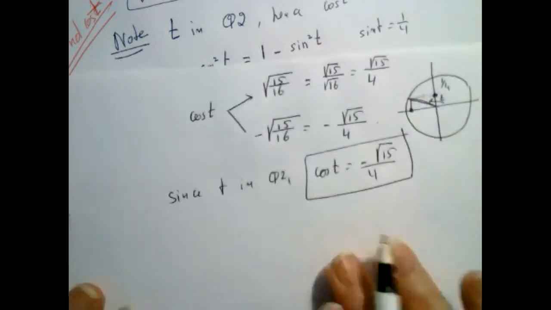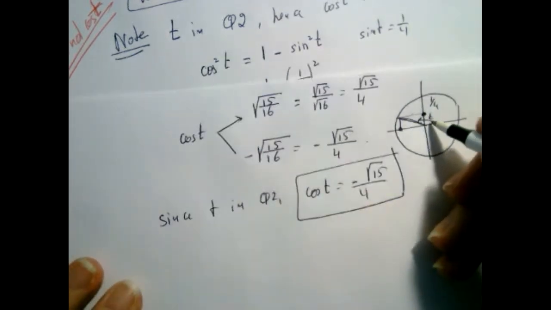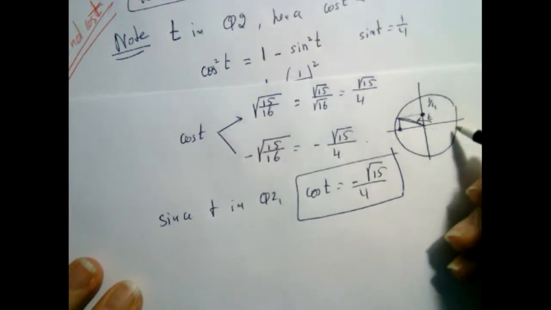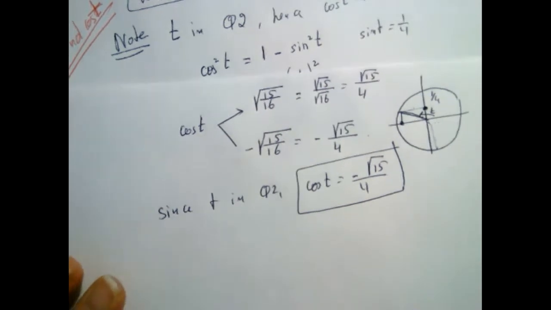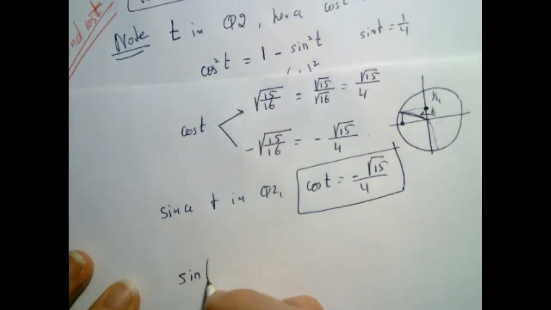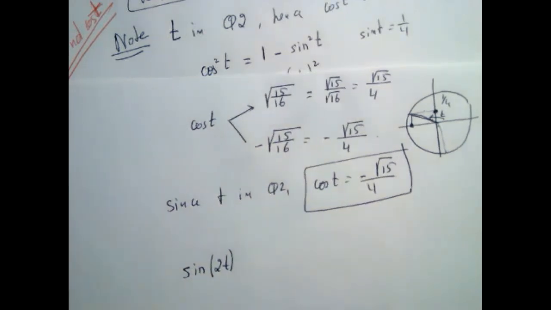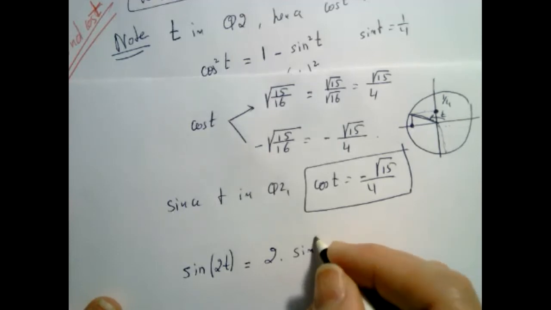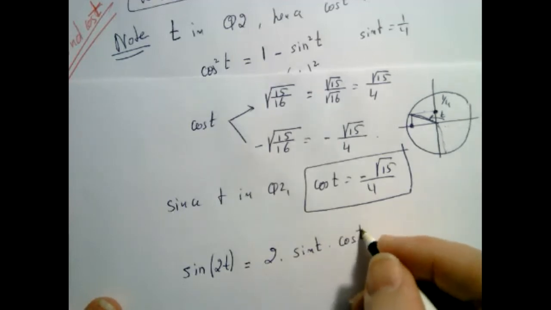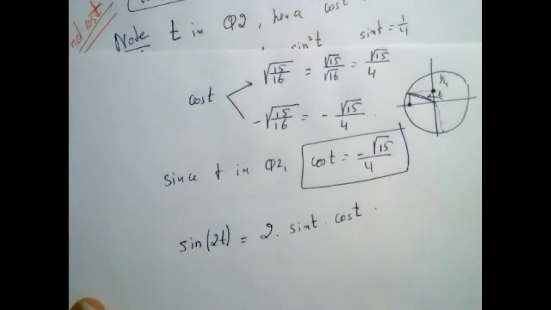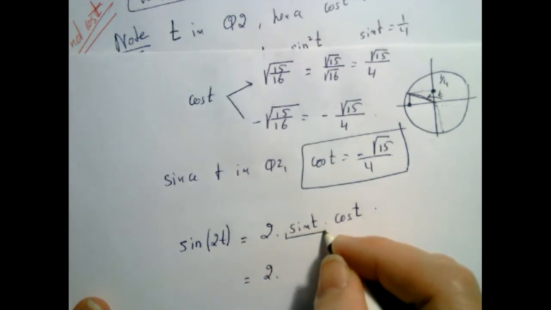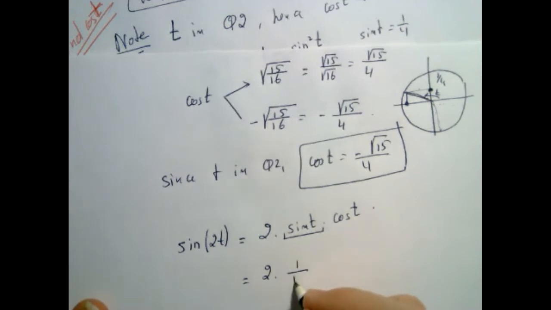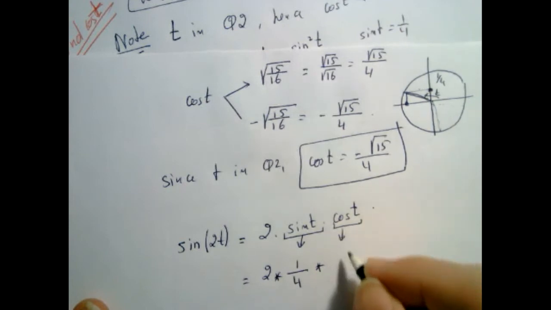Now they want me to find sine 2t. So if I double this angle, which is going to put me somewhere here, I guess, what's going to be the sine? So sine 2t. At this stage, I use my identity. If I double the angle, what's the sine of it? It's 2 times the sine of t times the cosine of t. That's how I'm using the double angle formula. And this will give me what? 2 times, what's the sine of t? The sine of t is given to me to be 1 over 4. What's the cosine? The cosine, I found it.